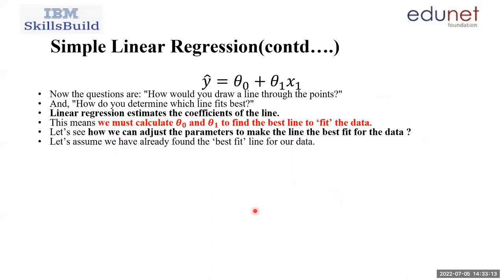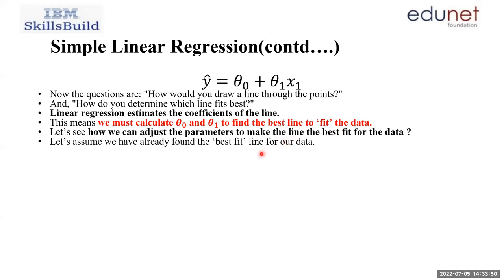Now, simple linear regression and its mathematical foundation. The questions are: how would you draw a line through the points, and how do you determine which line fits best? Linear regression works through estimation of the coefficients. We have two coefficients. This is the independent variable, x. This is the dependent variable, y, which depends on the value of x. So we must calculate the slope and intercept values, that is theta 0 and theta 1, to find the best line to fit the data.